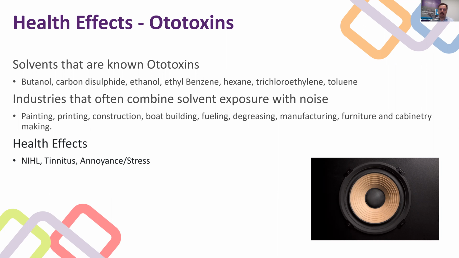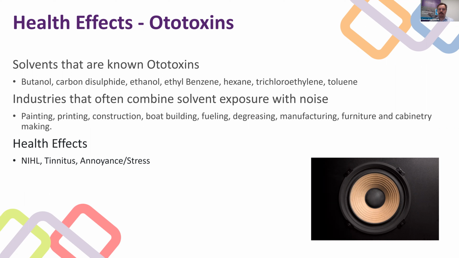The hearing loss can be caused through a variety of mechanisms, with most of them damaging the components of the inner ear. Aromatic solvents such as toluene are known ototoxins and are suspected to chemically poison the hair cells within the inner ear. Other known ototoxins that are also solvents, so ototoxins are not limited to solvents, but we'll just talk about the ones that are solvents today: butanol, carbon disulfide, ethanol, ethylbenzene, hexane, trichloroethylene, and I mentioned toluene earlier. But that's not an exhaustive list, that's just some that are commonly used in industries.